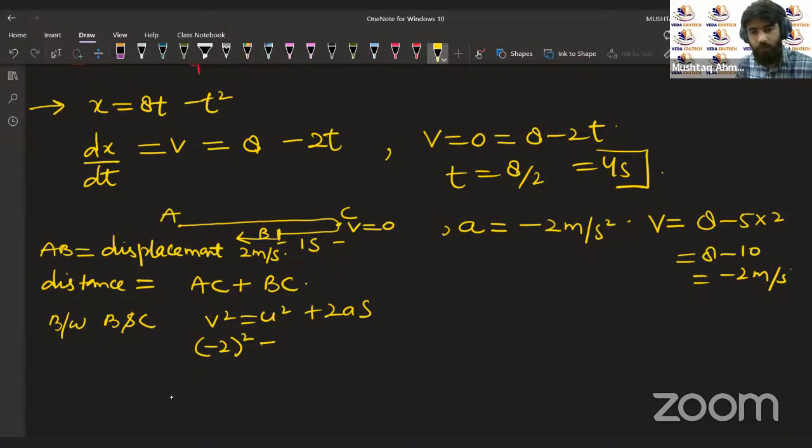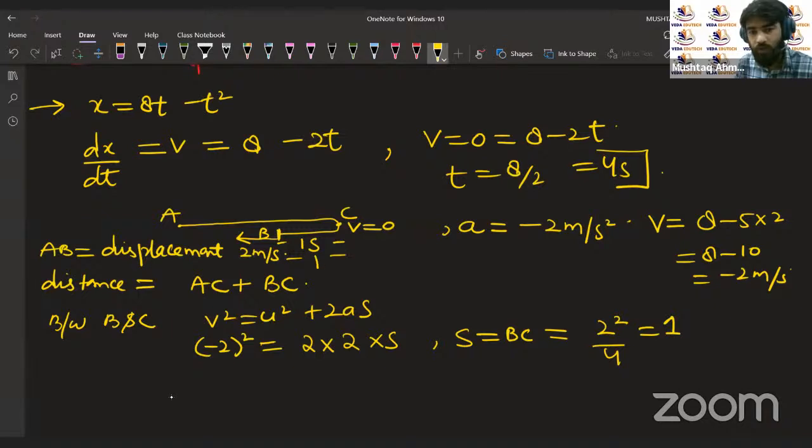Minus 2 k whole square, and we'll be left with the deceleration, which is equal to 2, and we'll be left with s. So s is equal to BC, which is 2 square upon 4, that will be equal to 1. So the distance traveled between C and B is equal to 1 meter, correct? Distance between B and C is equal to 1 meter.